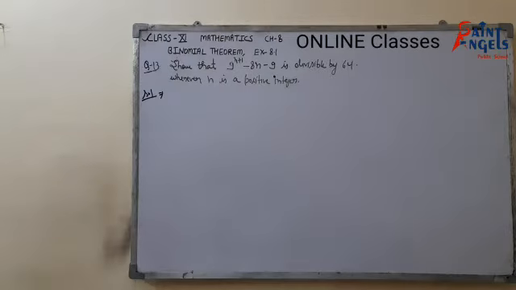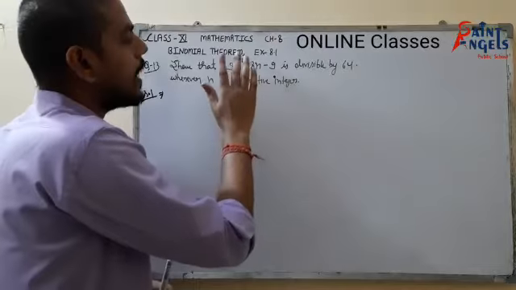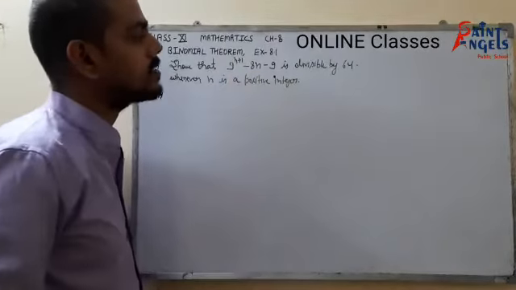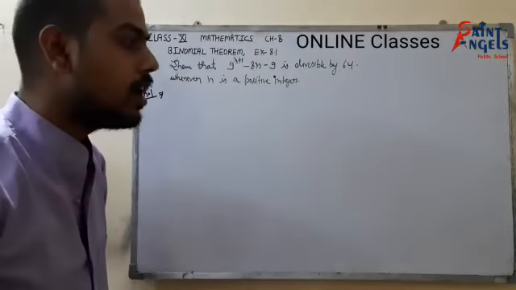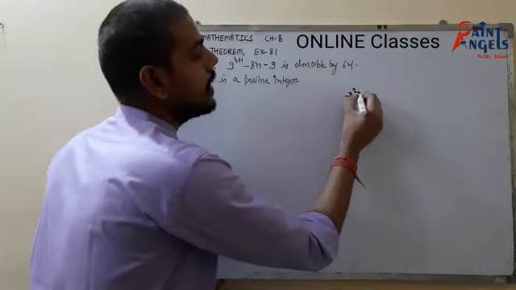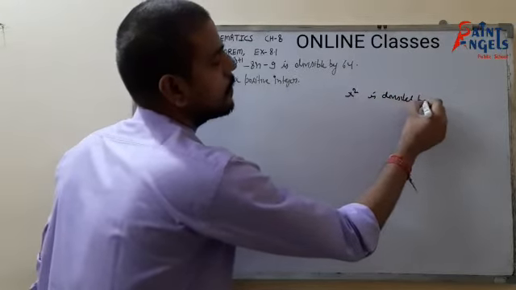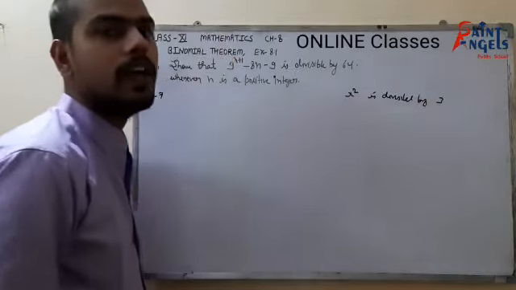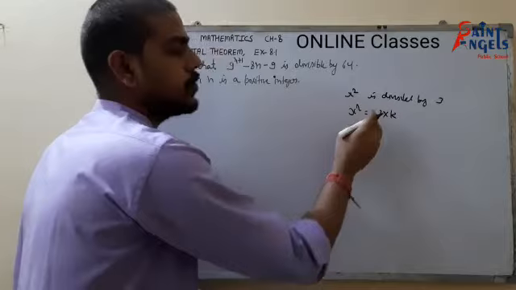Students, now look at question number 13. Question number 13 says, show that 9 raised to the power n plus 1 minus 8n minus 9 is divisible by 64 whenever n is a positive number. Suppose I have to show that x square is divisible by, suppose, 3, then what I will say is that x square is equal to a multiple of 3. So it could be 3k.